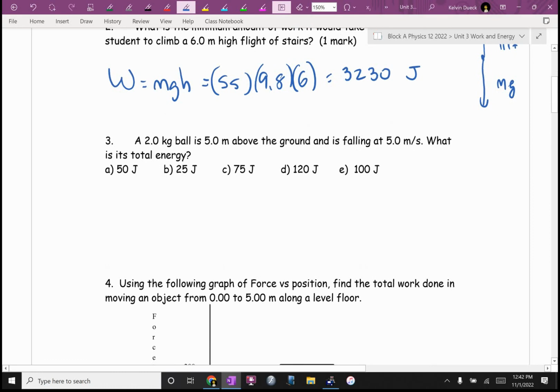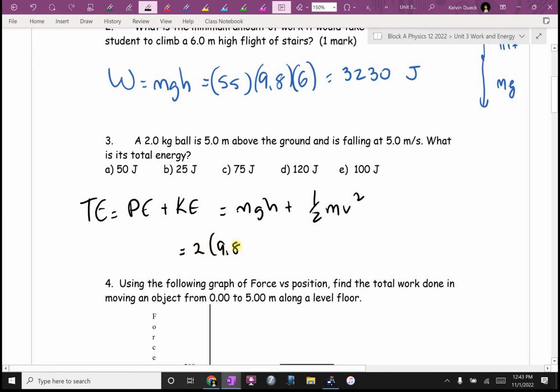A ball is above the ground and falling. What's its total energy? I guess total energy is just going to be the potential plus the kinetic at that moment in time. Not a change in. Looks like the potential is going to be mgh and the kinetic is going to be a half mv squared. It's going to be 2 times 9.8 times 5 plus 0.5 times 2 times 5 squared.